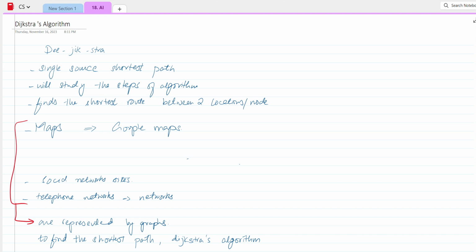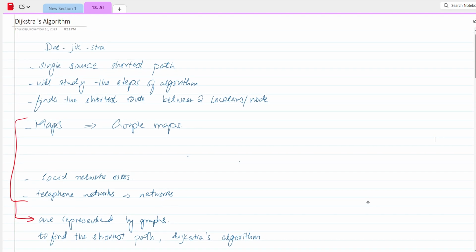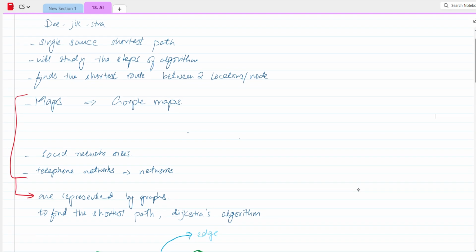Dijkstra algorithm is a single source shortest path algorithm. It is used to find the shortest route, the shortest path between two nodes or two locations within a graph. This is mostly used in maps like Google Maps.